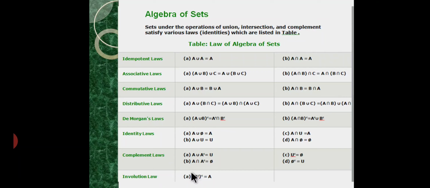In the involution law, A complement whole complement is equal to A. So we are going to solve these laws.